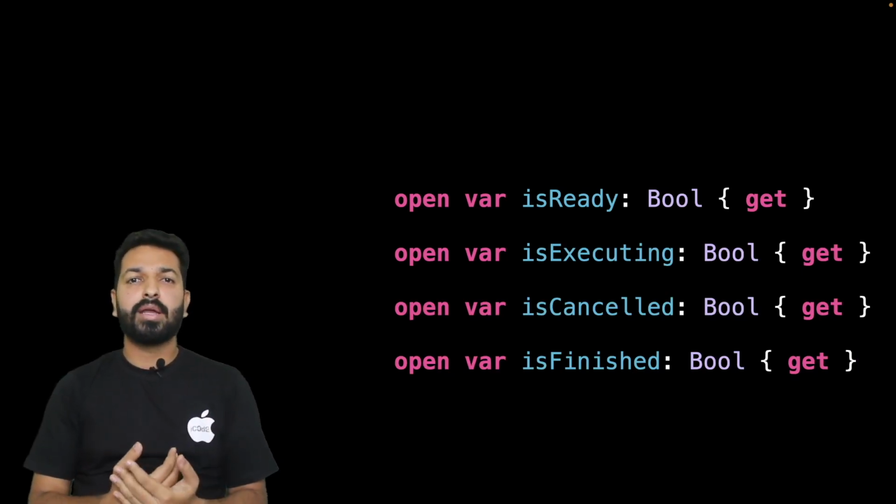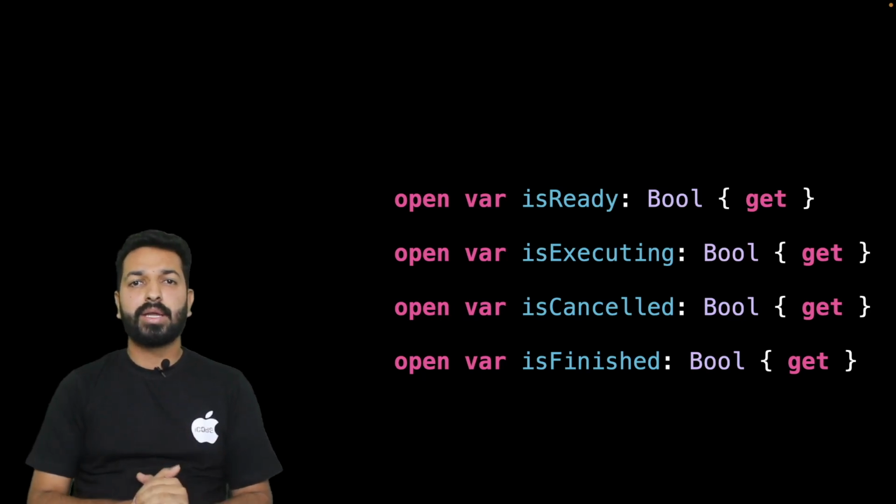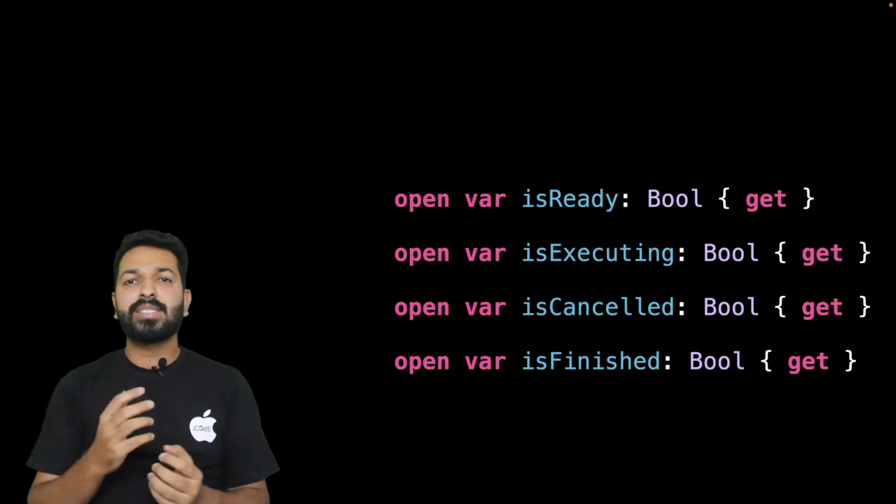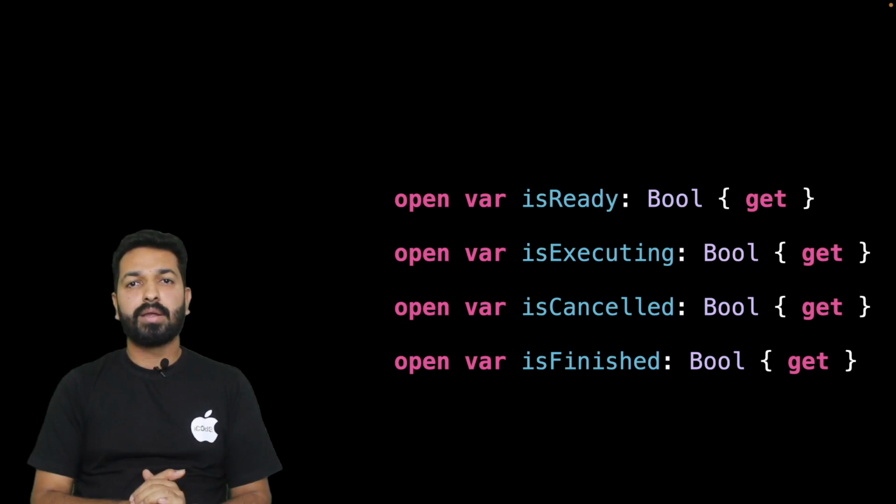Next is executing, when the operation is being executed. This happens when the start method is invoked. Third is cancelled, when the execution has been cancelled, and this happens when we call the cancel method. And the last one is finished, when execution has finished. The important thing to note here is that once an operation is done executing, we cannot use the same instance for executing it again. One instance can only be used once.